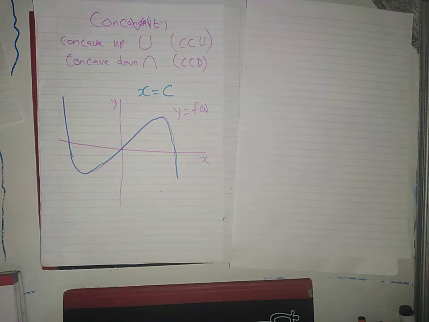Now, the question is, how do you get to see that? In order to decide whether at a point the graph is concave up or concave down, what you will simply have to do is find the derivative of the particular function that you are facing.